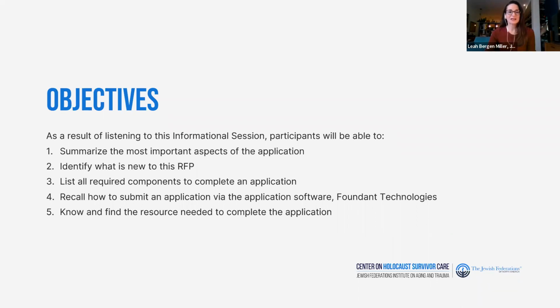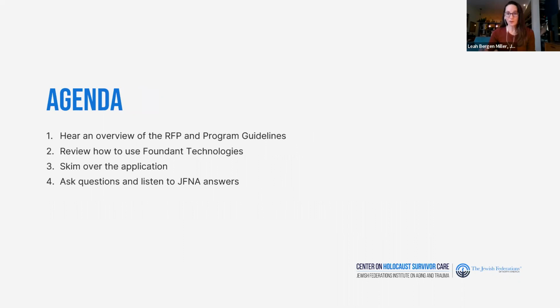Next slide, please. First, we're going to start off with an overview of the RFP and program guidelines. The RFP is the request for proposals. Then we're going to focus on Foundant, and then we're going to skim over the application, and you'll have a chance to ask questions at the end of the webinar. In the meantime, I encourage you to put questions in the Q&A box at the bottom of the screen. You can submit them at any time throughout the entire webinar, and we will save them until the end. This webinar will be recorded, and the recording and this PowerPoint will be posted onto our website next week.